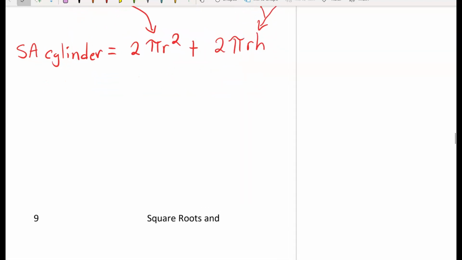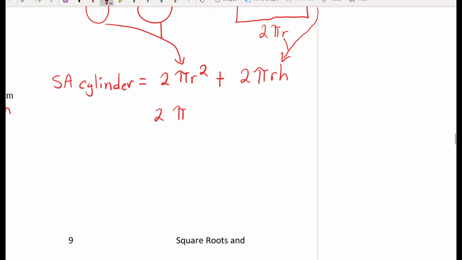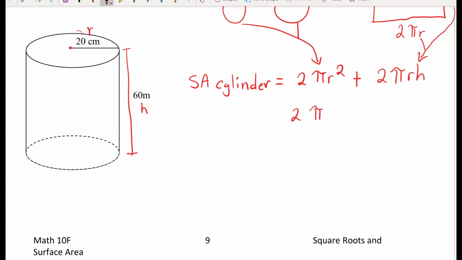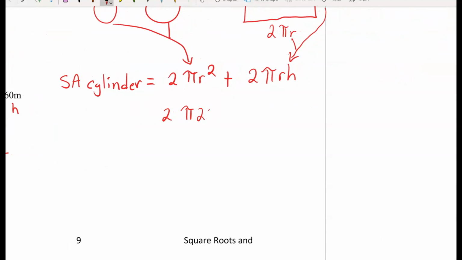So let's put all this information in and solve for the surface area of a cylinder. 2 will come down, pi will stay the same. Now we want to use our radius. In this situation, our radius is 20, so we're going to have 20 squared plus 2 pi.